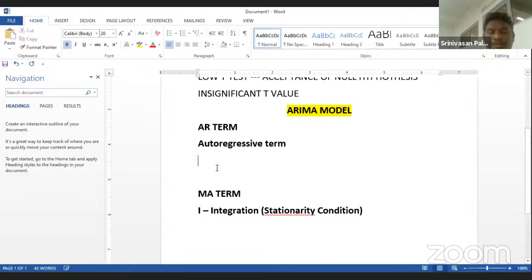It is nothing but Yt is a function of Yt minus 1, plus Ut. You always add Ut. Understood? This is the AR term. ARIMA was introduced basically for the forecasting exercise. ARIMA has been used for forecasting purposes only.